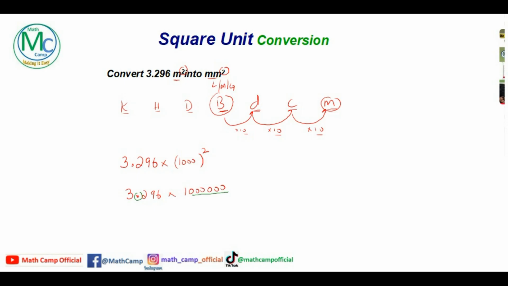So let's do 3.296. So 3 jumps we will take forward. 1, 2, 3, 4, 5, 6. The decimal will be here, and these gaps will be filled with zeros. So the answer for this question is 3,296,000.